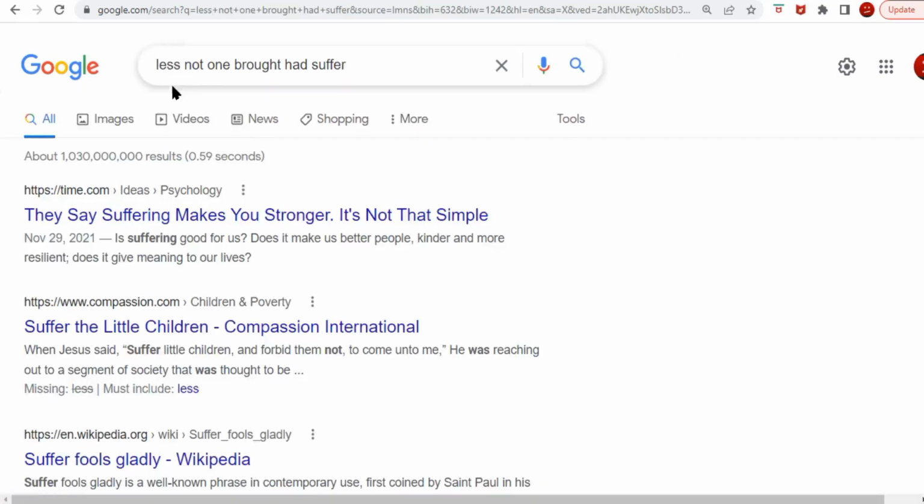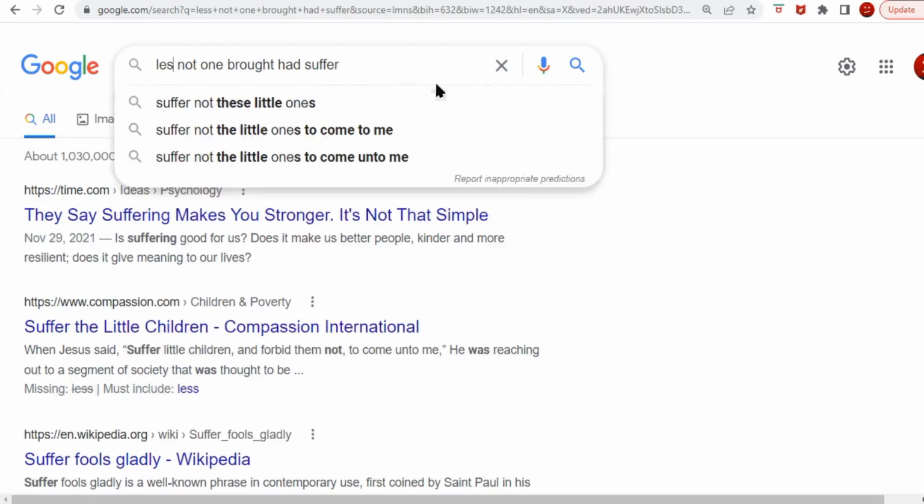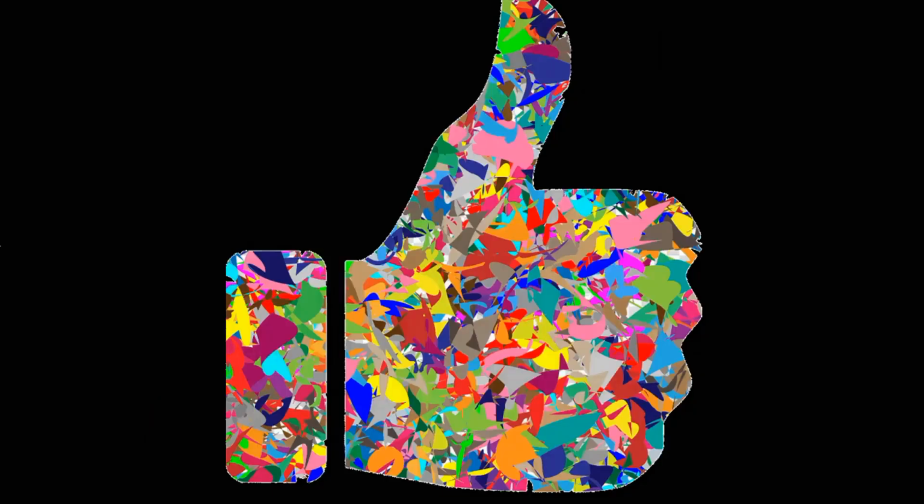And so I'm pretty sure that I heard this line, lest not one Brot had suffered. And I Google it and I'm not seeing anything. And I know I've heard that before somewhere. So that'll be the name of this movie. Let me get a copyright on it by naming my movie. Don't forget, hooty hoot, I won't forget.